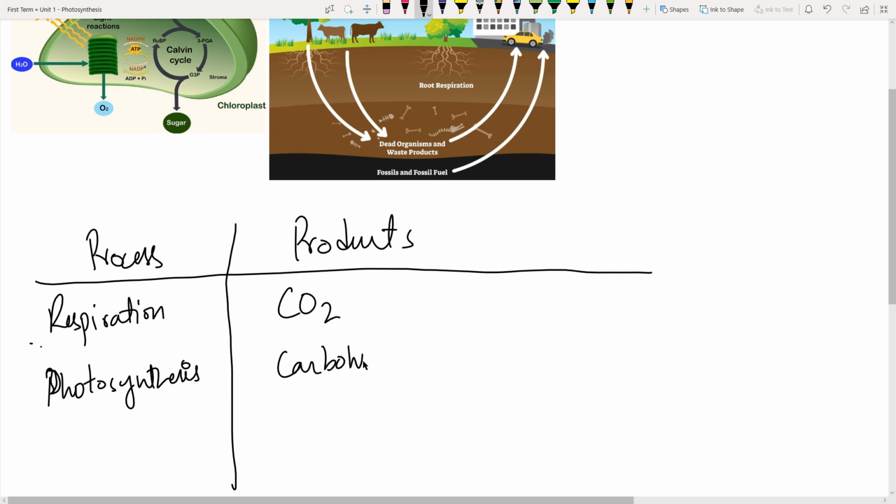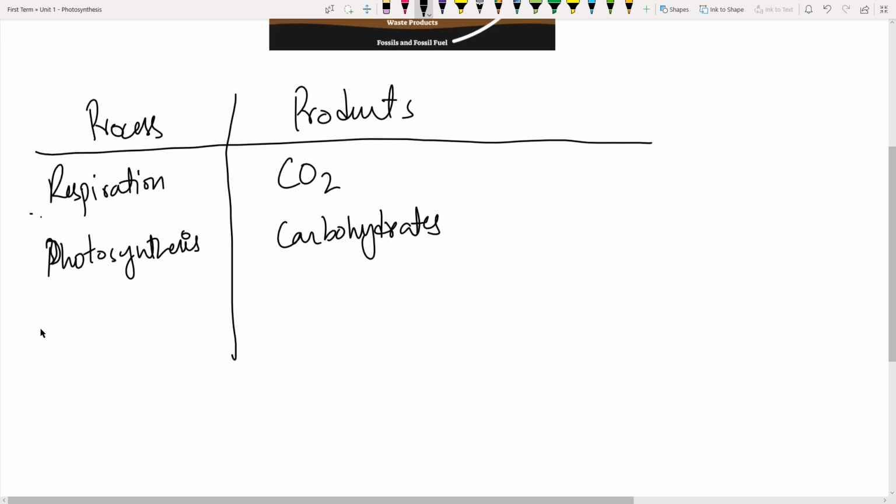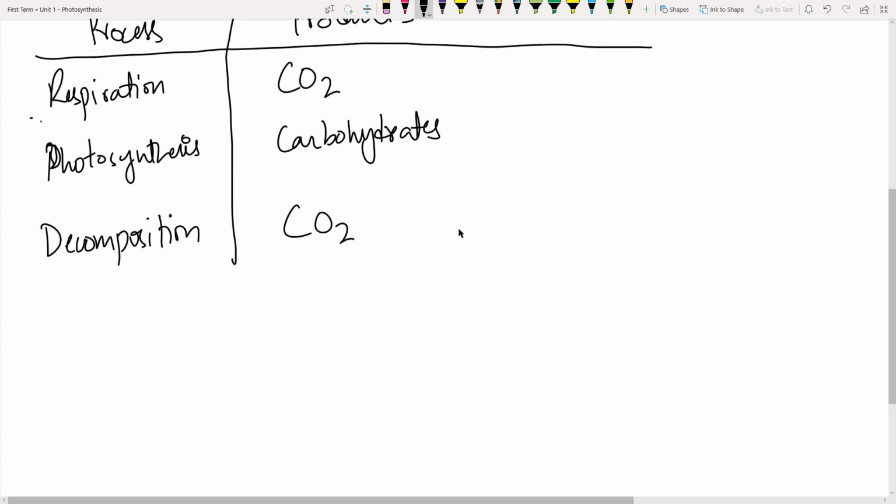In photosynthesis, carbohydrates are produced, like glucose and sugar. Then we have decomposition. Decomposition is a process that also breaks down living organisms and converts those into CO2, as well as some of the decomposition is responsible for fossil fuel generation from fossils.